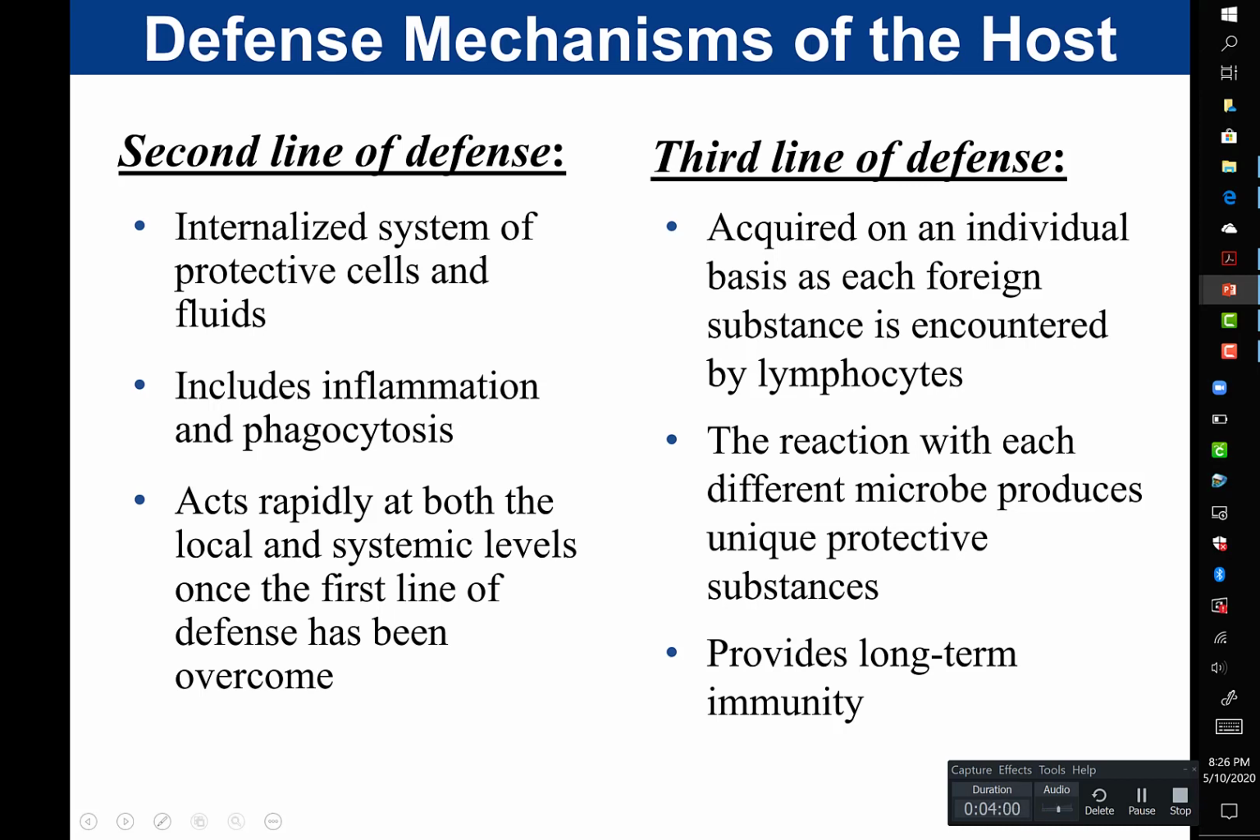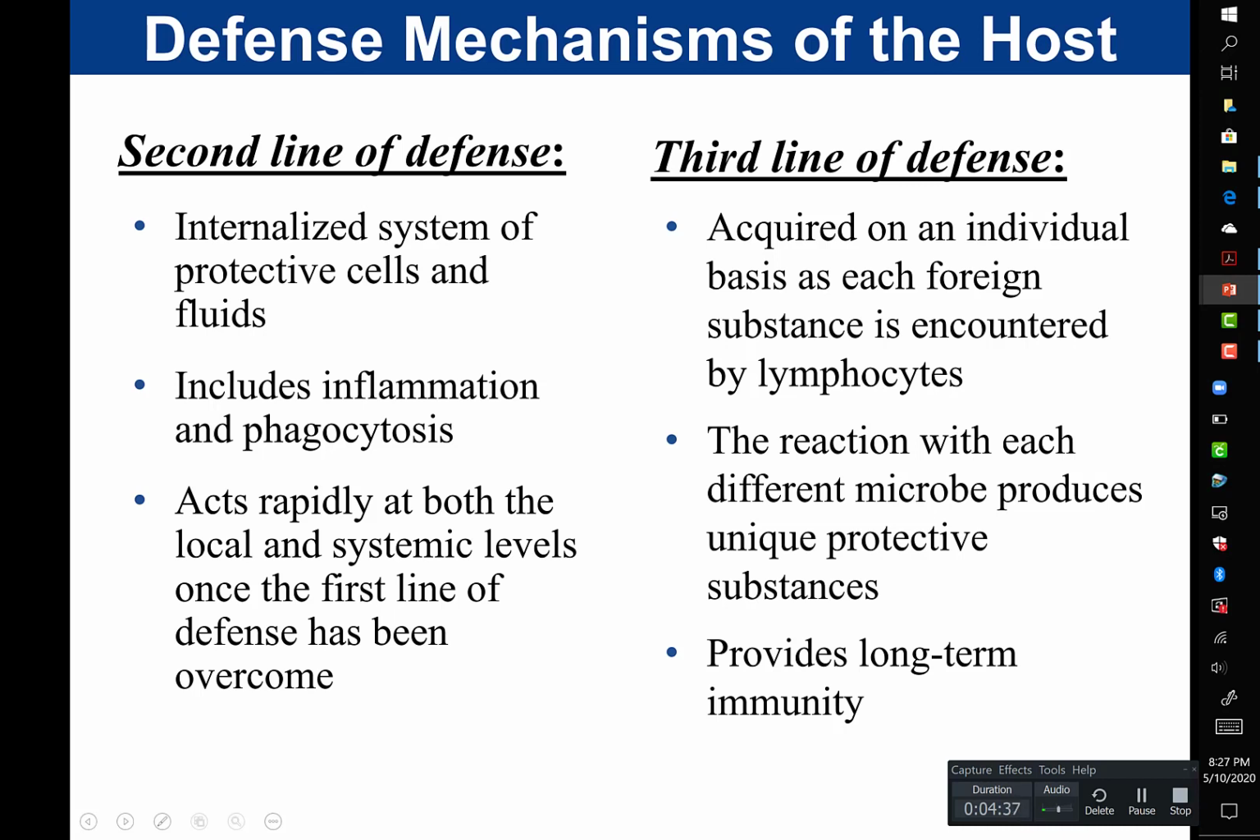The third line of defense is acquired on an individual basis as each foreign substance is encountered by lymphocytes. Again, this is your specific branch of your immune system. Now we're targeting a specific pathogen. And the reaction with each different microbe produces unique protective substances. And so we'll talk about antibodies, for example. And so these are directed against a specific pathogen.